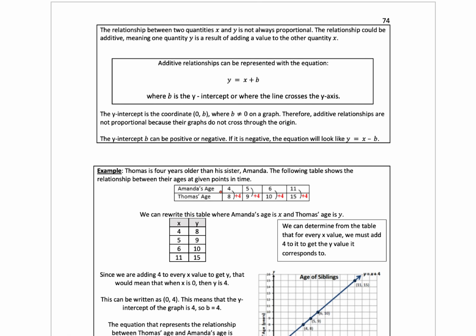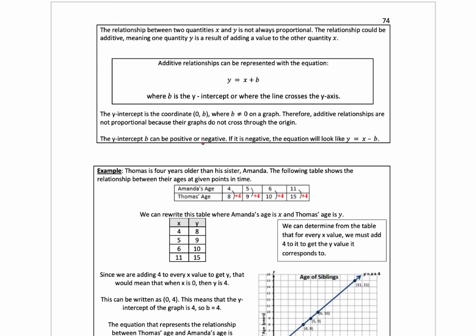Now, sometimes functions are not proportional, and they're not going to go through the origin. That means they're going to have a y-intercept, and that's going to be the result of adding a quantity every time to x to get y. The y-intercept is where the line crosses our y-axis. So the point of the y-intercept is where x is 0, and that point b is where it crosses the y-axis. Our additive relationships will not be proportional because their graphs won't cross through the origin.